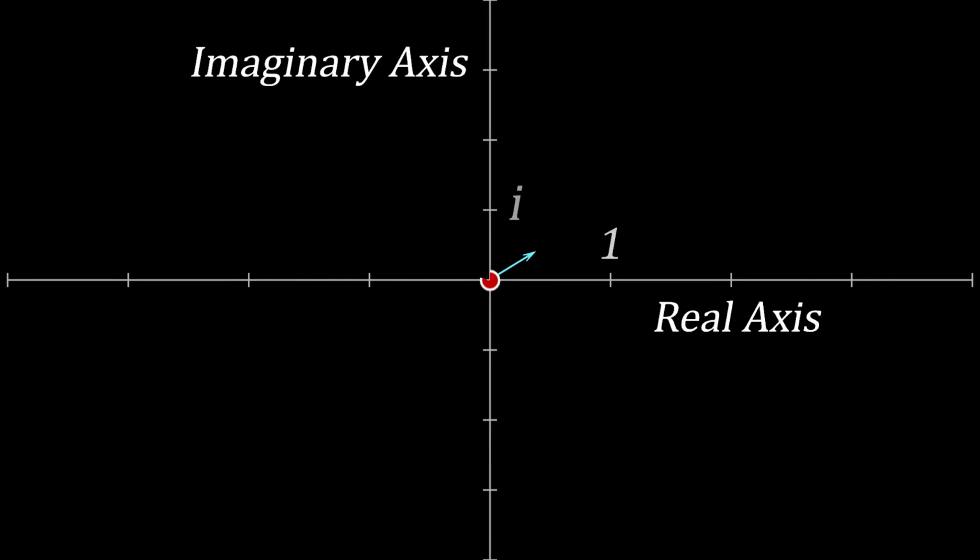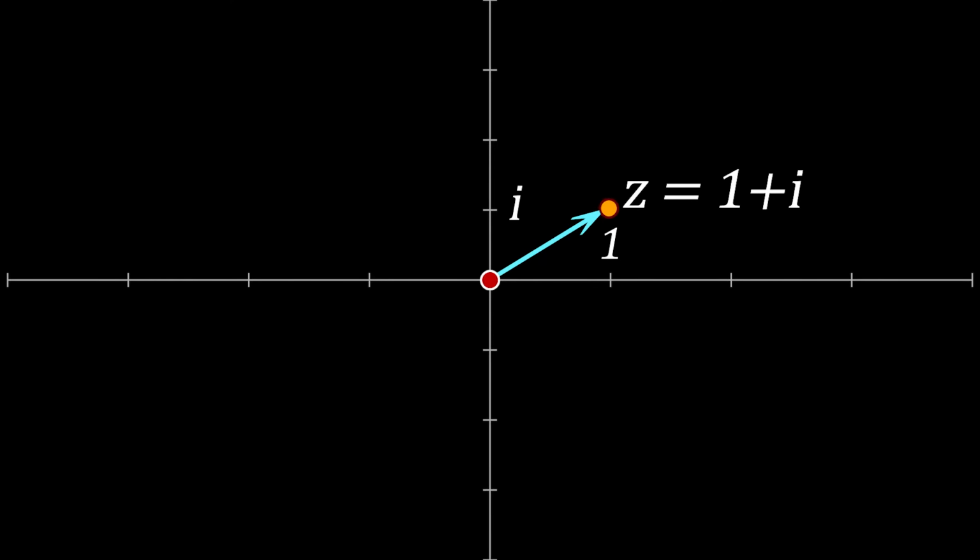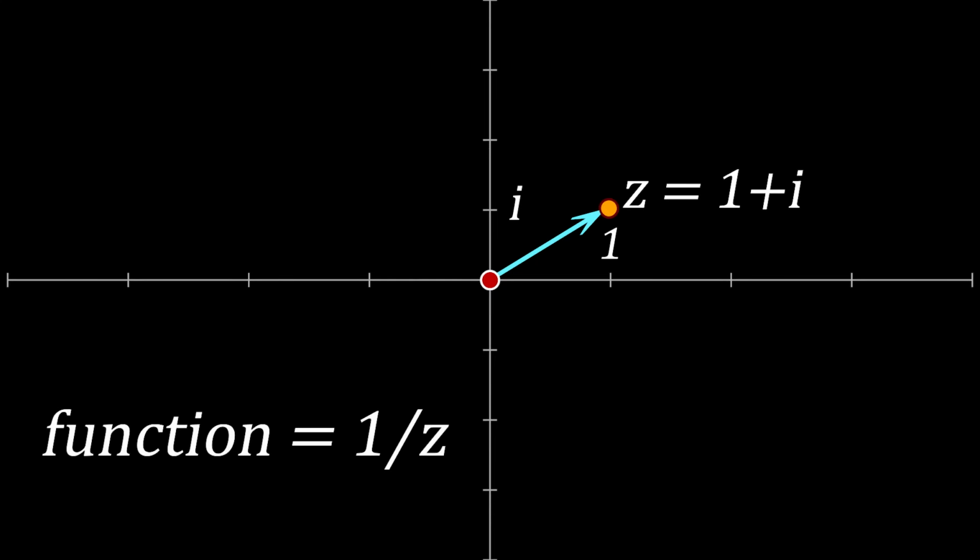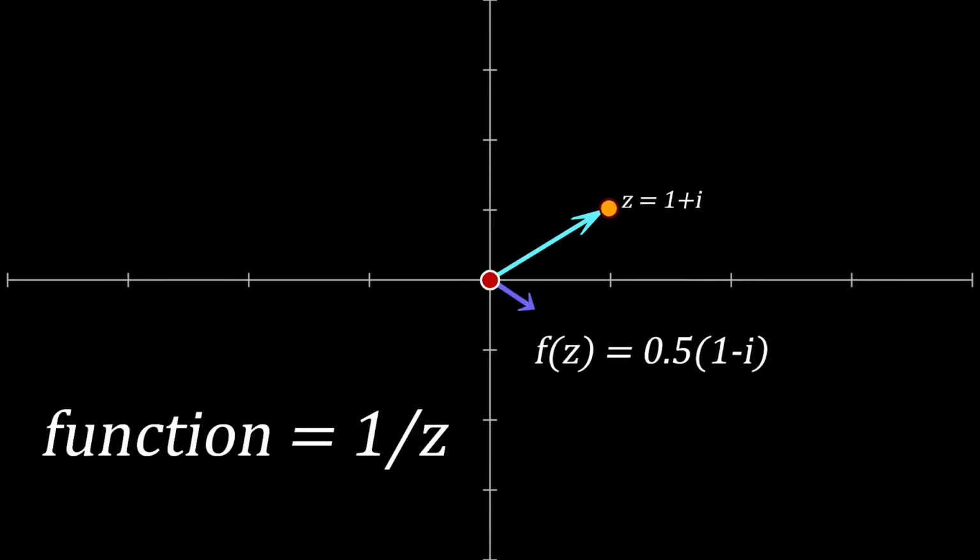Now suppose we have a function f of z. For example, say f of z is equal to 1 over z. If we take any complex number z as our input, we get a new complex number back. And we can again think of this output number as a vector. Evaluating f of z at 1 plus i, we get 1/2 times 1 minus i, a vector pointing into the fourth quadrant of the complex plane.